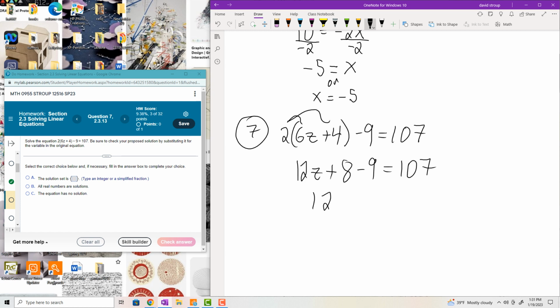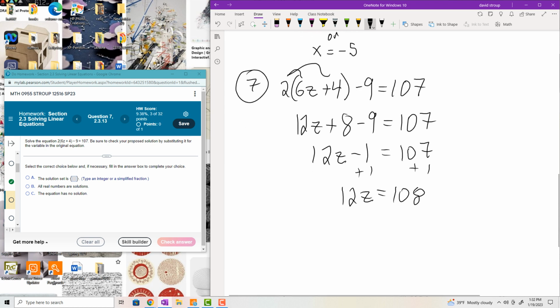So then 8 minus 9 is just going to give me minus 1. And then I'm going to add 1 to both sides. So I'll have 12z equals 108. Okay. Finally, isolate the variables. So I'm going to divide both sides by 12.